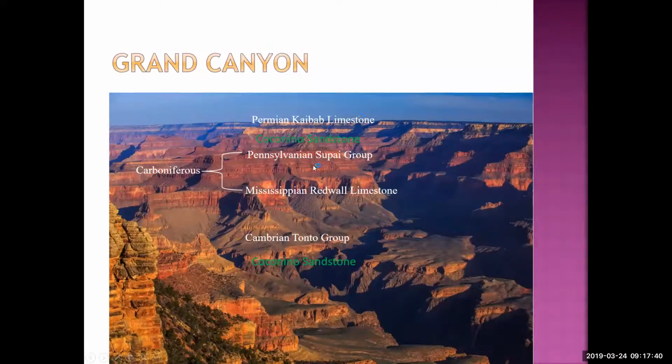So here's the Grand Canyon. I mentioned the Cambrian at the bottom. That'd be the Cambrian Tonto group. And we have the Coconino sandstone. And actually, this is not the Coconino sandstone. This is the Tapeats sandstone. This is the Coconino sandstone right here, this light area. This is the Tapeats sandstone, which formed in the sea. This formed in sand dunes. Then we have limestones. The Mississippian Redwall limestone, Mississippian and Pennsylvanian are part of the Carboniferous period. And then we have the Permian Kaibab limestone at the top.